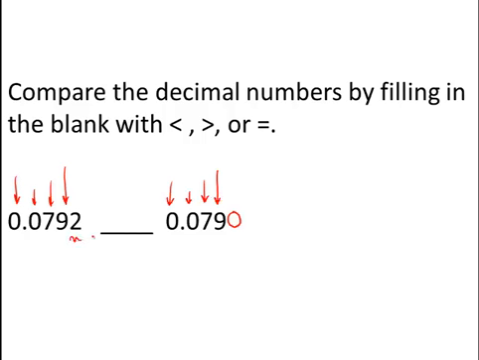It's not until I get to the ten-thousandths place that I see a difference. And because 2 is greater than 0, we know that this number on the left is greater than the number on the right.